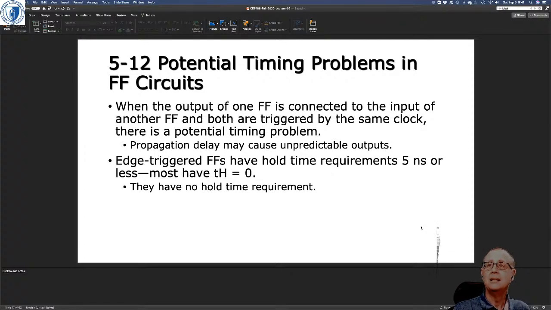Right, and then it's just talking about edge-triggered flip-flops rather than their timing.